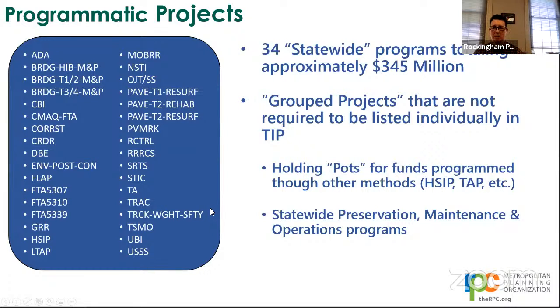Some of the major programs, like the TA program that I mentioned earlier, the CMAQ program, the HSIP program, are included in here. As long as they're only using federal funding, they can stay in here. If they start to bring in some local funding or state funding, they need to be pulled out into an individual project in the TIP. And that's why you sometimes see, like, the railroad crossing project at Market Street must have some state or local funding in it, so it got pulled out as an individual project.